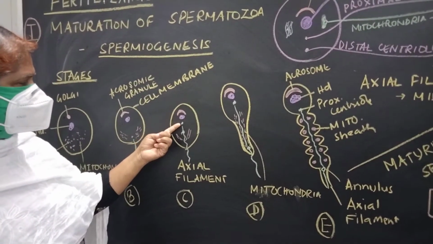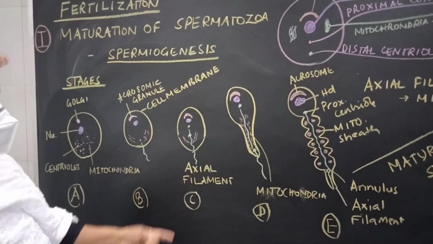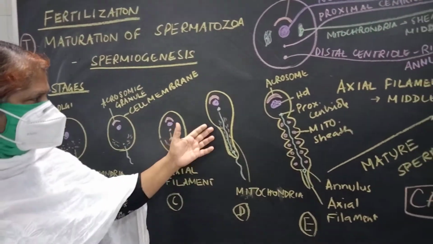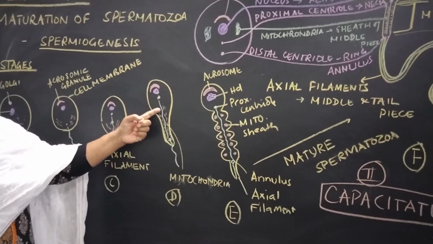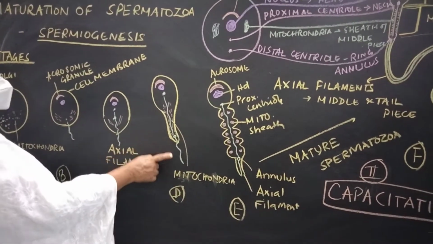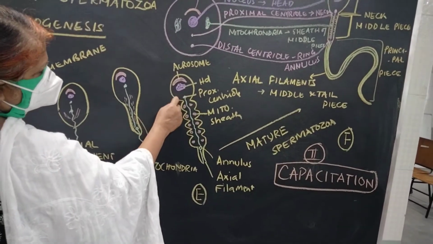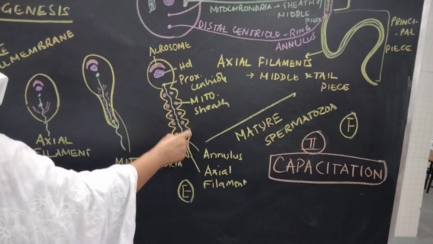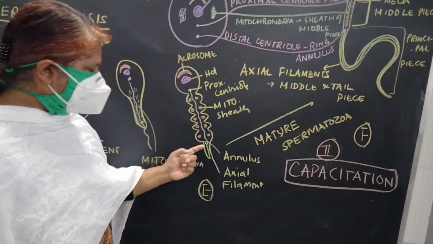Acrosomal cap, nucleus, this is proximal centriole, this is distal centriole, it is forming the axial filaments, and this mitochondria will be on both the sides. Then ultimately you will see this is the tube-shaped, acrosomal cap, nucleus, proximal centriole, and by the side is the mitochondria, and it reaches to form the tail. Ultimately, this is the stage where we will see this is the head of the spermatozoa, this is the body, the middle piece, this is the principal piece, that is the head, middle piece, and then the tail piece.